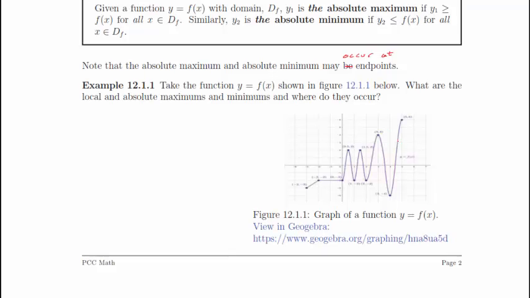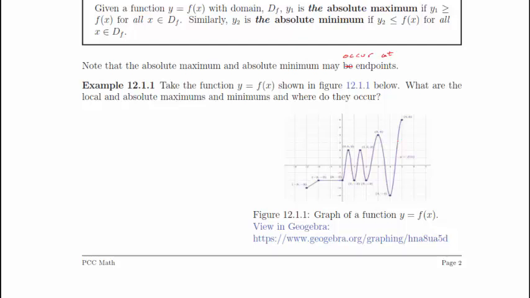So example 12.1.1, I wanted to say one other thing. Remember that the absolute maximum is a y value. It's not a point. It's the largest output that the function can have. If I think about what's the range of the function, then whatever the largest y value is in the range, that is the absolute maximum of the function. It's not the point, it's just the highest output of the function.